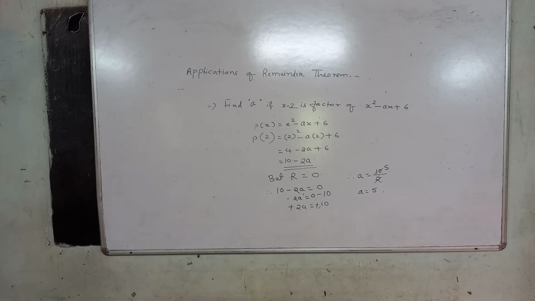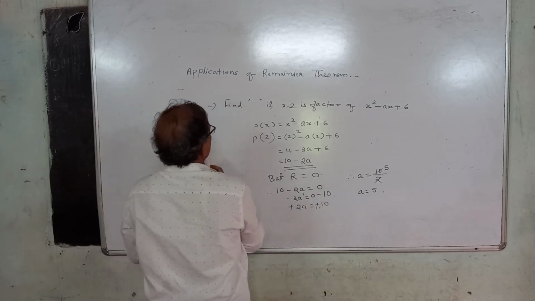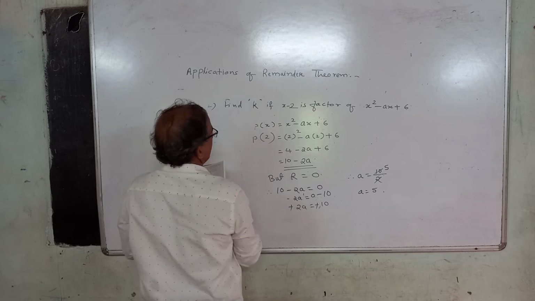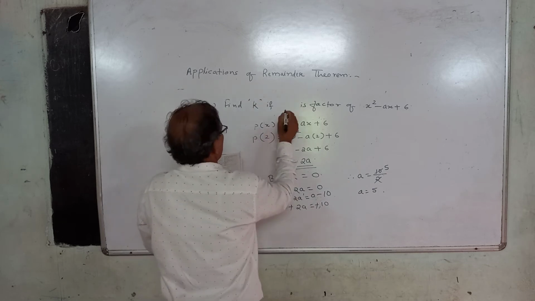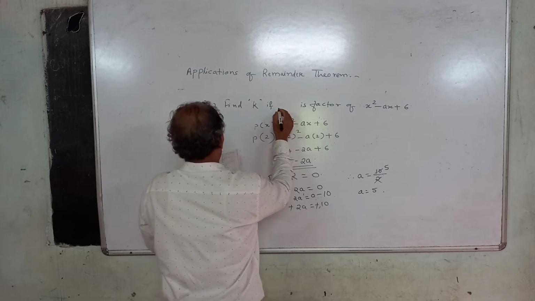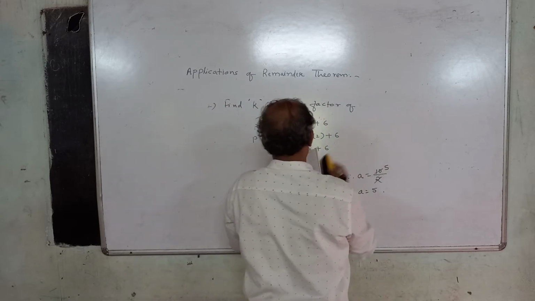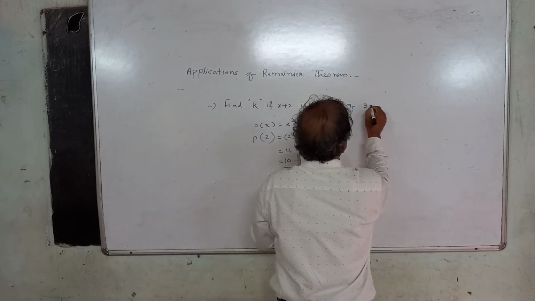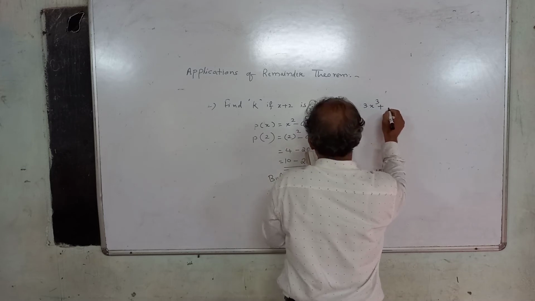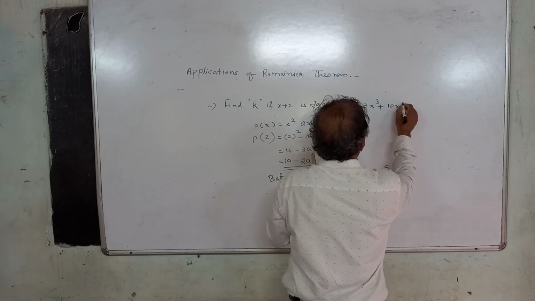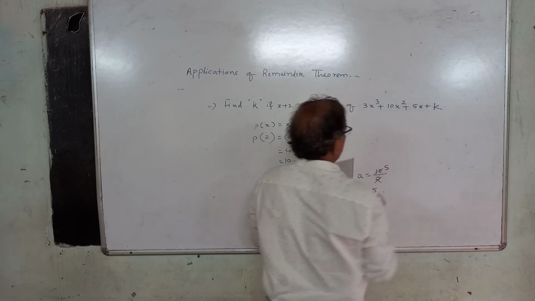I shall give one more example. Find k if x plus 2 is a factor of 3x cube plus 10x square plus 5x plus k.